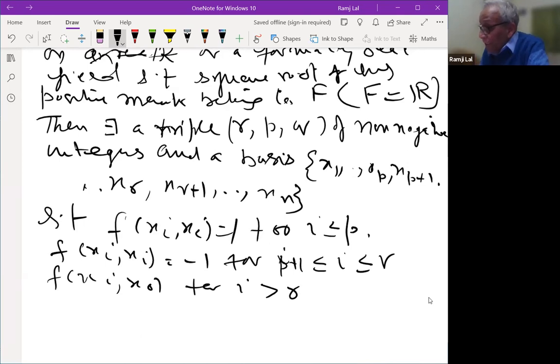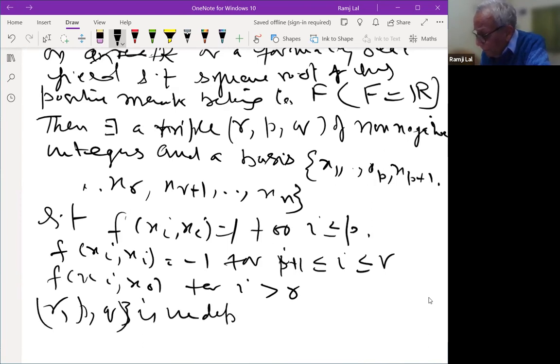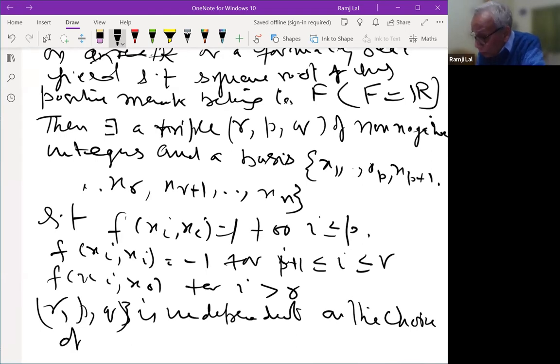And further, this triple is unique. That means if you take any other basis which satisfies this property, that it is 1 for certain p and for certain q it is -1, and this r, then this triple R, P, Q is independent of the choice of such a basis.